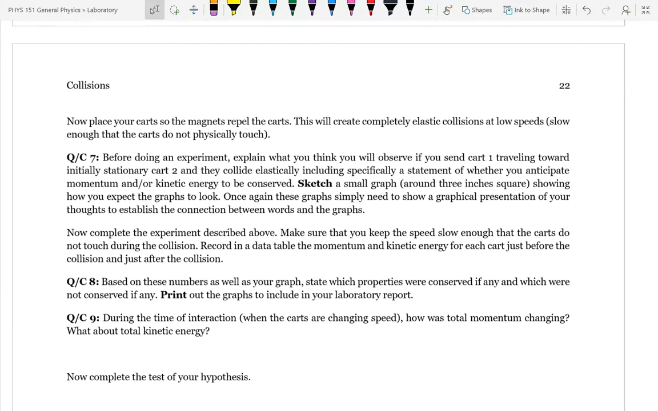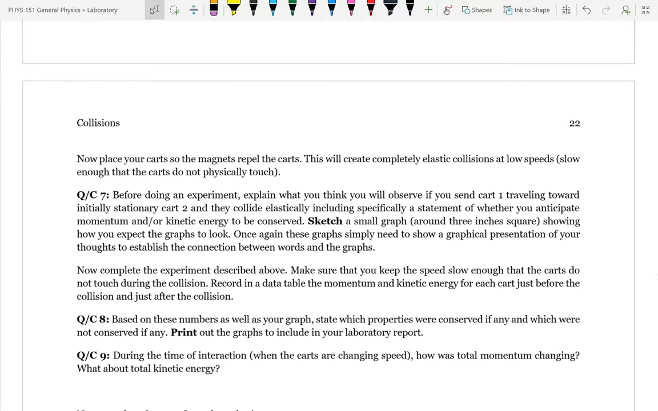Before doing an experiment, now you're going to change to completely elastic. So completely elastic, I take this one and flip it around. Now the magnets will interact and they won't touch. If they touch, you should hear the click, and that one I don't count because they hit. Also, of course, if they're supposed to be inelastic and they bounce off of each other, you had some problem.